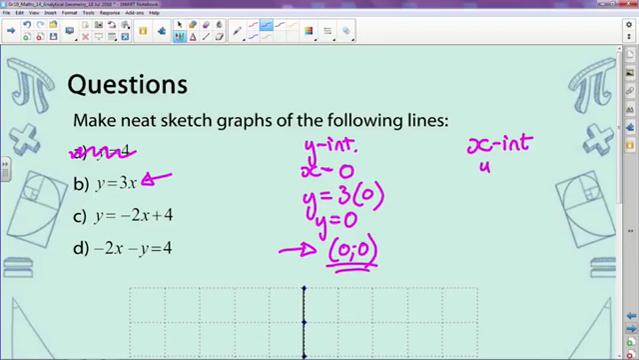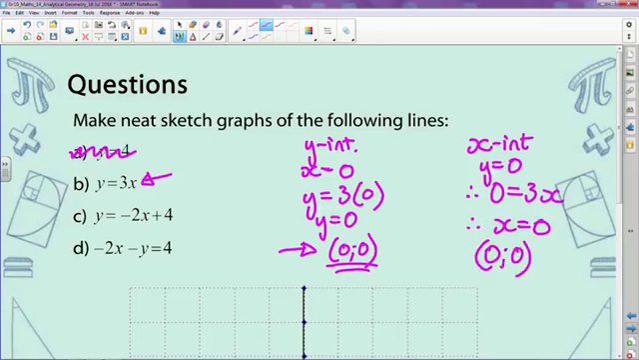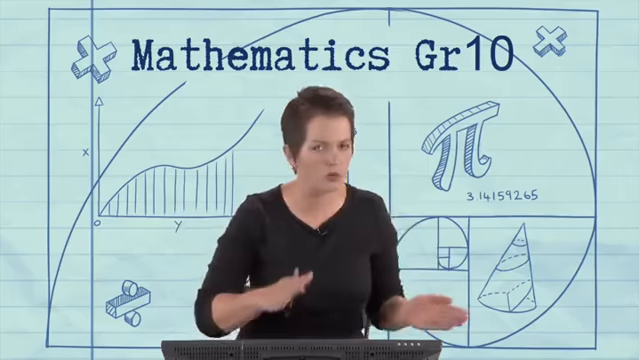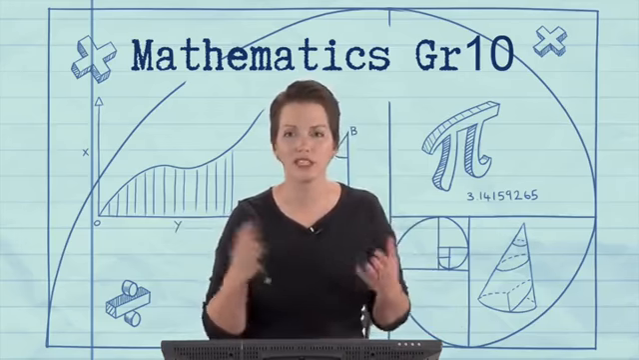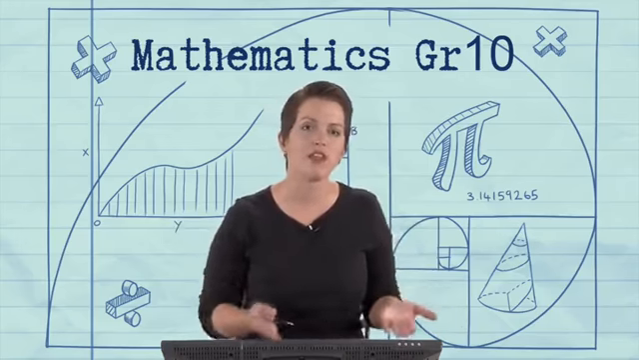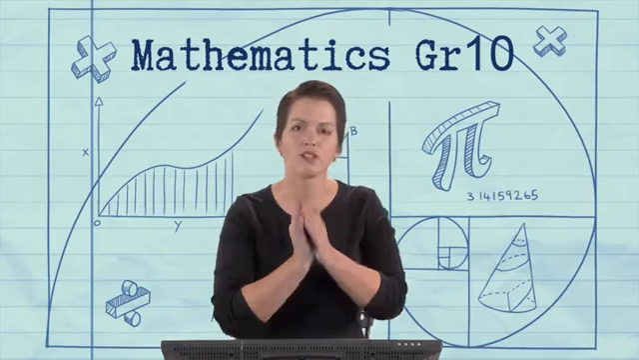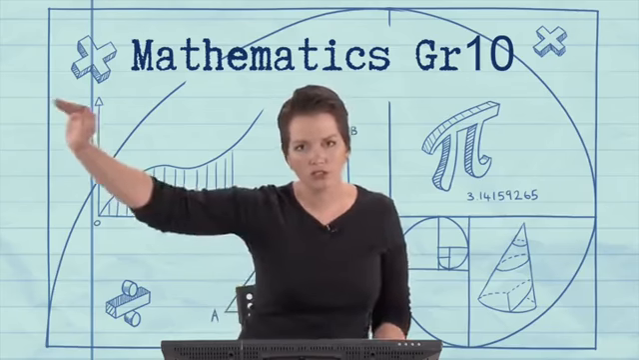Now if we make y equal to 0 and substitute it in, 0 equals 3x, that means that x will equal 0 as well, meaning our x-intercept is also 0, 0. Now grade 10s, this can sometimes confuse you because you're expecting two different coordinates, but you've got the same coordinate. What does that mean about our x-intercept and y-intercept? They're exactly the same point. So this line is going to go through the origin.